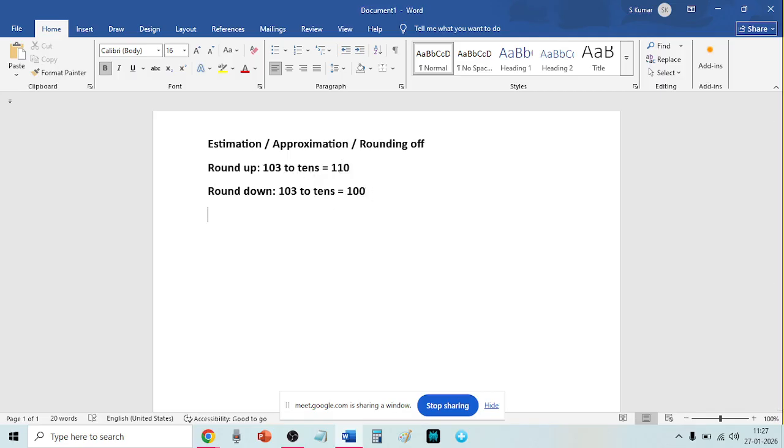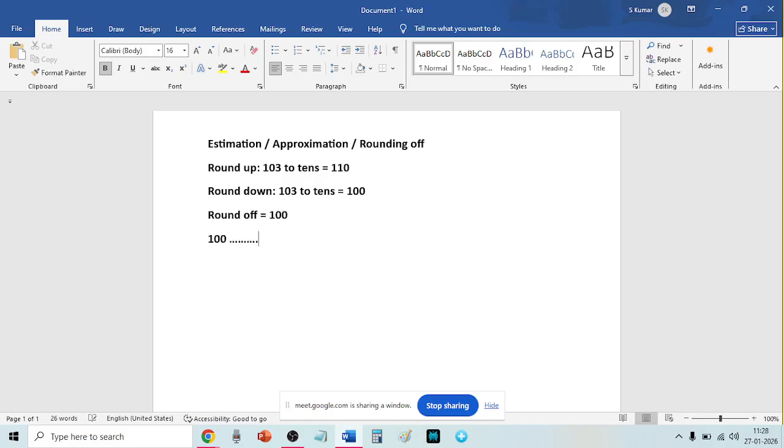And round off means whichever is the nearest one. 103, 110, the difference is 7. And here 103, 100, only 3 difference. So the nearest one you will take, 100. Whichever is nearer.